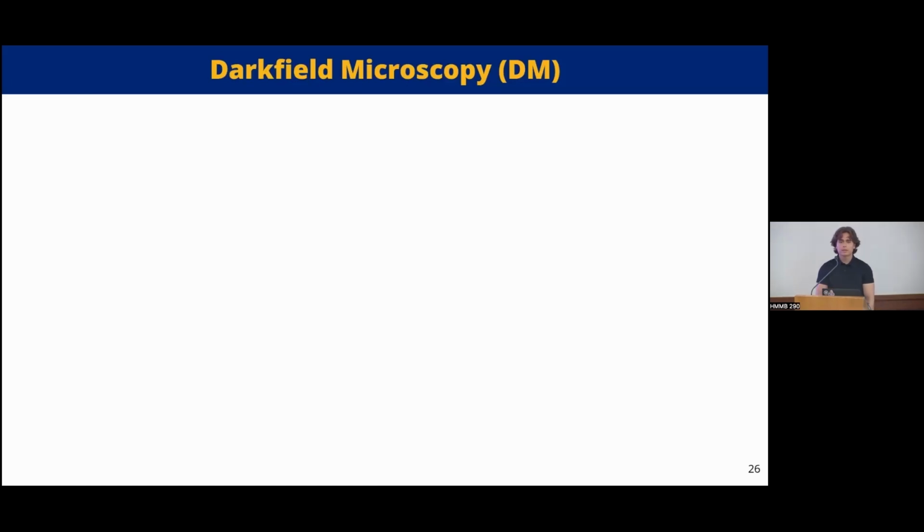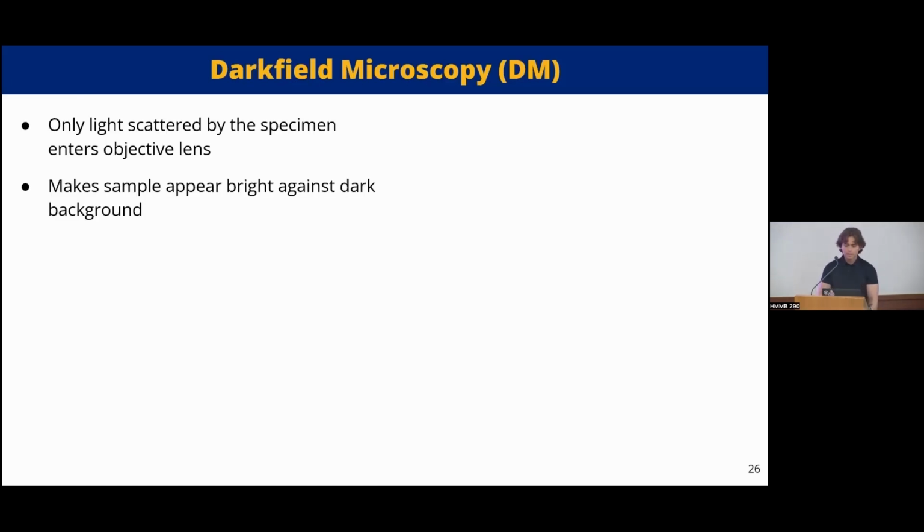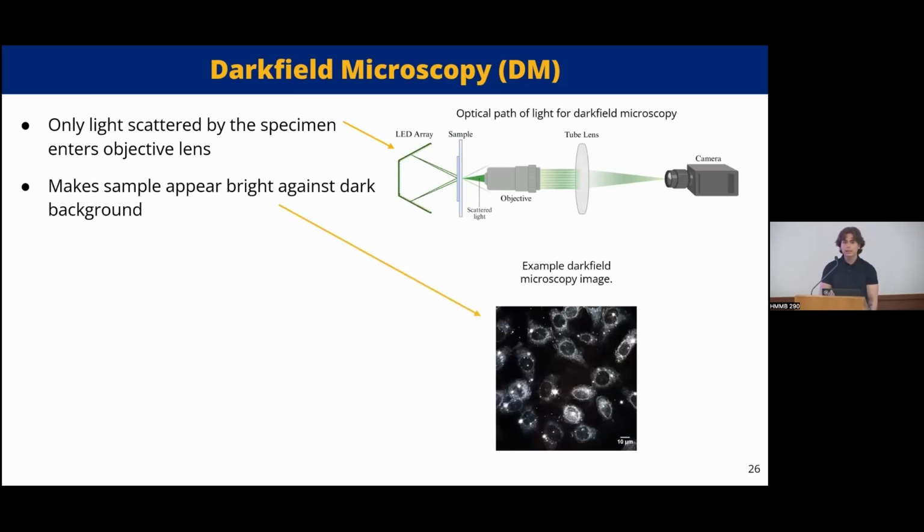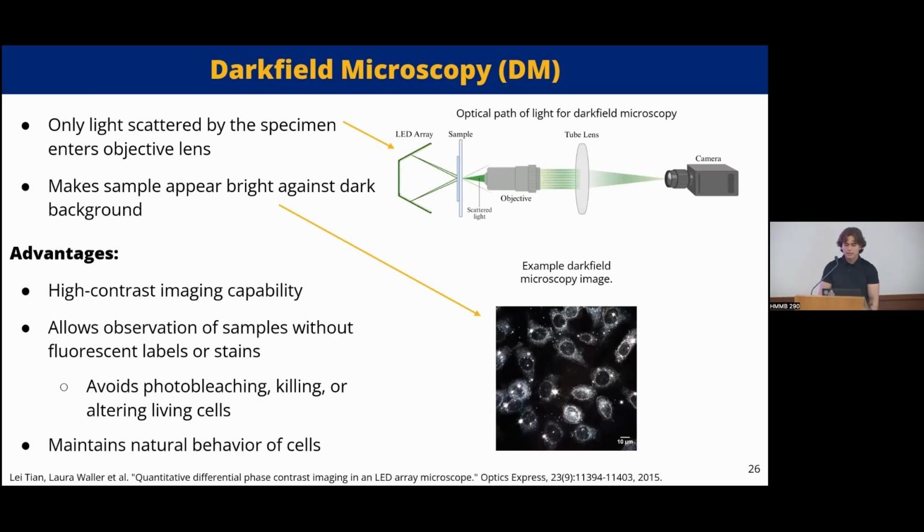So what is dark field microscopy? Well, this is an imaging technique that only collects scattered light from a sample, as shown in this diagram showing the path followed by light. In this method, the sample appears bright against a dark background. Dark field microscopy is useful because it provides high imaging capability without using fluorescent labels, which would otherwise kill or alter living samples. This helps preserve cell viability and natural cell behavior, including movement.